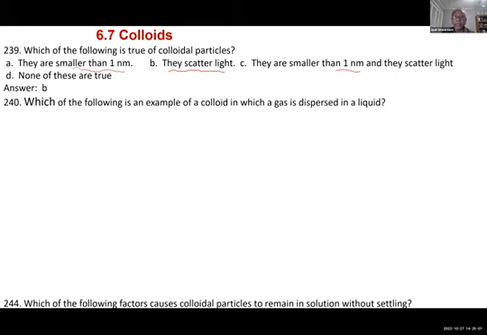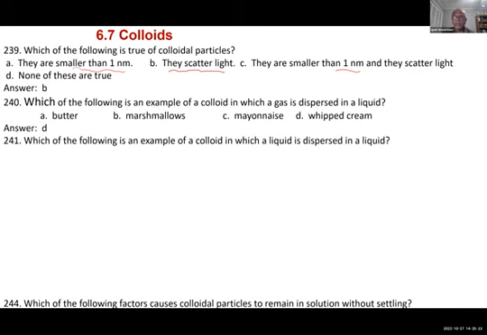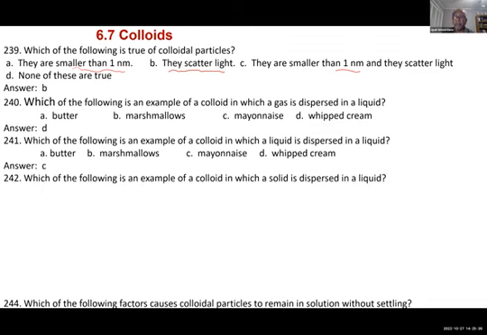Which of the following examples of a colloid is when gas is dispersed in liquid? Whipped cream. Whipped cream is a gas dissolved in water. When liquid is dispersed in liquid, liquid in mayonnaise. Which of the following is a solid dispersed in liquid? Jelly.